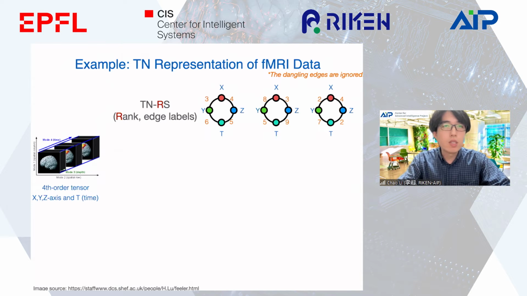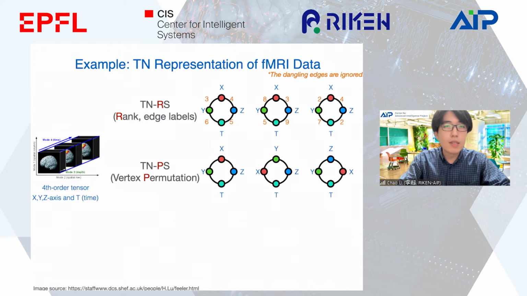So for the first problem, tensor network rank selection, here we are looking for the optimal edge labels, which determine the bond dimensions of the vertex tensors. And because these labels can also be considered as the tensor network ranks, this problem can be understood as an extension of the classical rank selection problem for matrix decomposition.